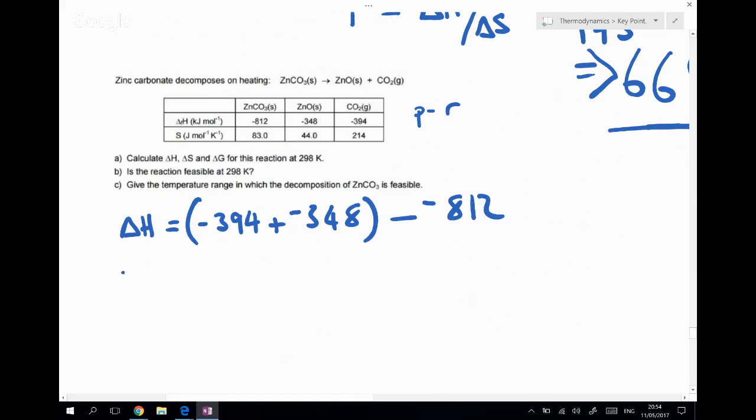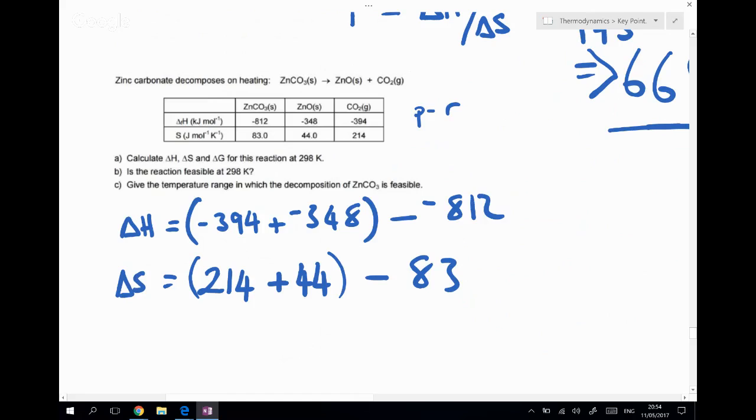Entropy change here. So the change in entropy is equal to the sum of the products minus the sum of the reactants. So again, we've now got 214 here for our CO2. We've got 44 for our zinc oxide, and we're going to take away 83 from that value for the zinc carbonate. So we're going to put all of these into our calculator, and we're going to check what values we get. This is when I wish I'd done some of these calculations beforehand.